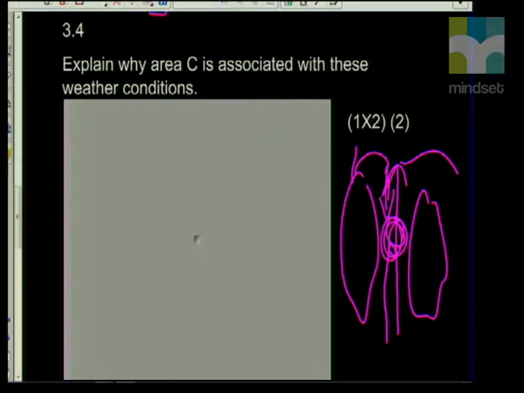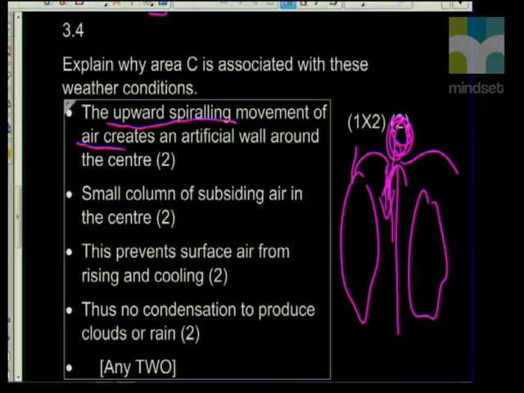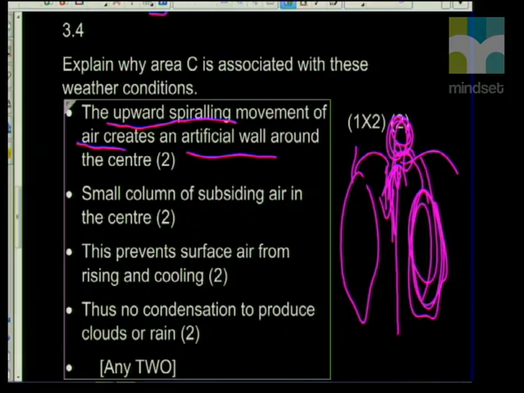Let's look at the answers. The upward spiraling movement. That was beautiful how it moved on its own. I enjoy that one. It's moving up. So the upward spiraling movement of air creates an artificial wall around it. There it's spiraling and going up. You understand? And there's your cloud formation as it's diverging. So it creates a sort of wall around the center.